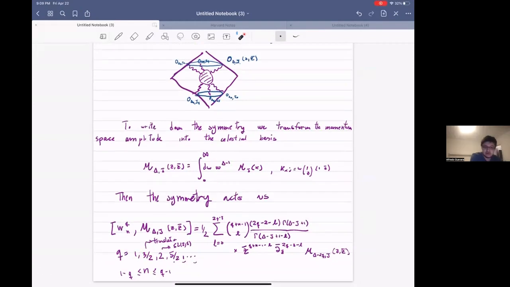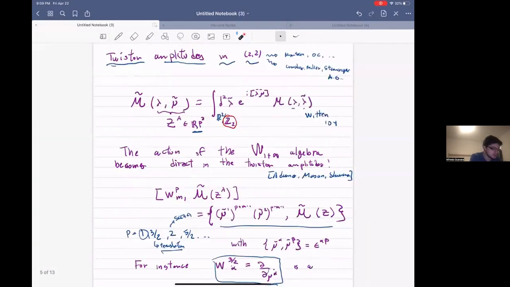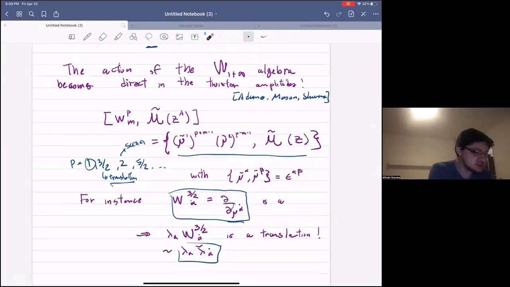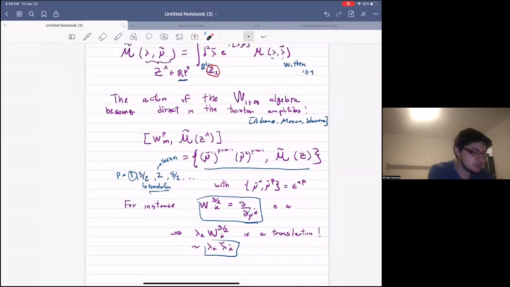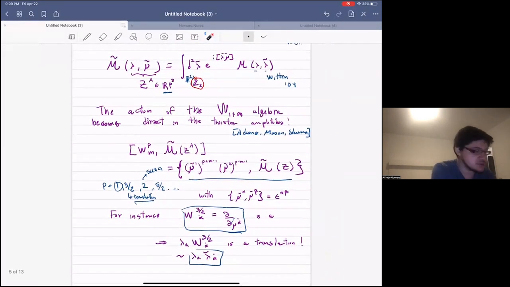Okay, so for instance, now we can make a very precise example: W3/2, which I show you. It's the second element of this family and is associated to translation. So let's see how that comes about. You can check because W3/2 is actually just a single component. Sorry, I forgot to mention, the Twistor space is given in terms of lambda and mu tilde. So that's an important point.